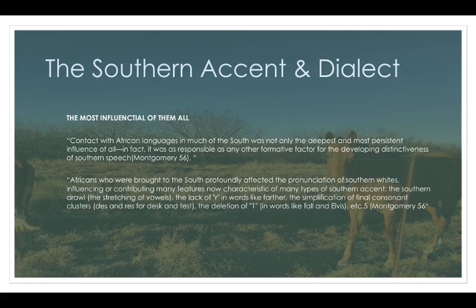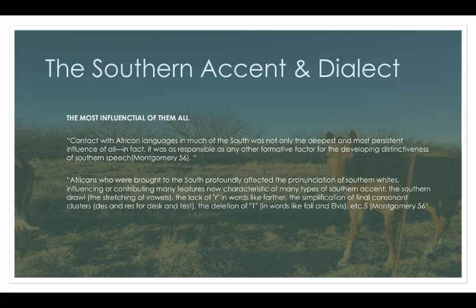Contact with African languages in much of the South was not only the deepest and most persistent influence of all, in fact, it was as responsible as any other formative factor for the developing distinctiveness of Southern speech. And Africans who were brought to the South profoundly affected the pronunciation of Southern whites, influencing or contributing many features now characteristic of many types of Southern accent.